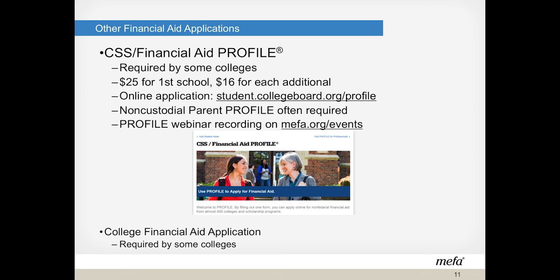So while the FAFSA is always free, the profile costs $25 to submit the application to your first school, and then $16 to submit that profile application to every other school. It is an online application provided by the College Board, and you can find it at student.collegeboard.org/profile. The profile asks a lot of the same information that the FAFSA asks. It asks about parents and students, income and assets.